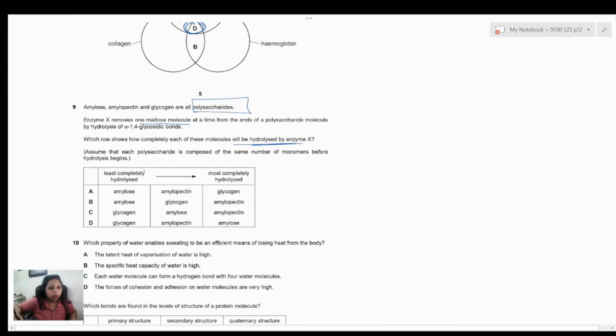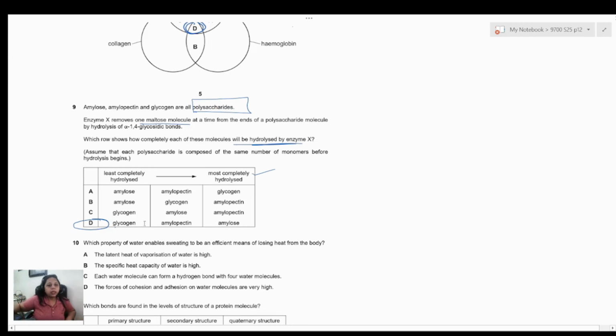So first of all, let's talk about the most completely hydrolyzed. Amylose can be hydrolyzed easily, while glycogen has a more branched structure, so it cannot be hydrolyzed easily. So the correct option is D.